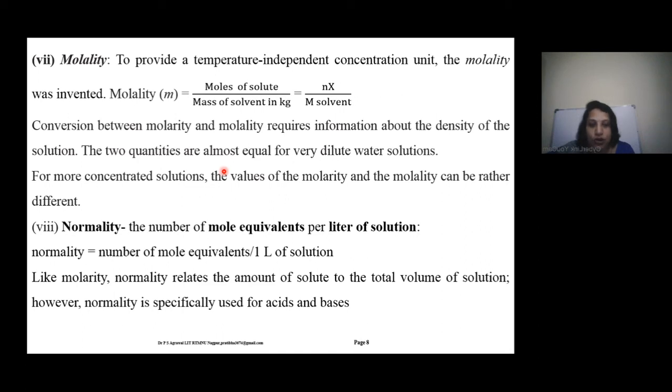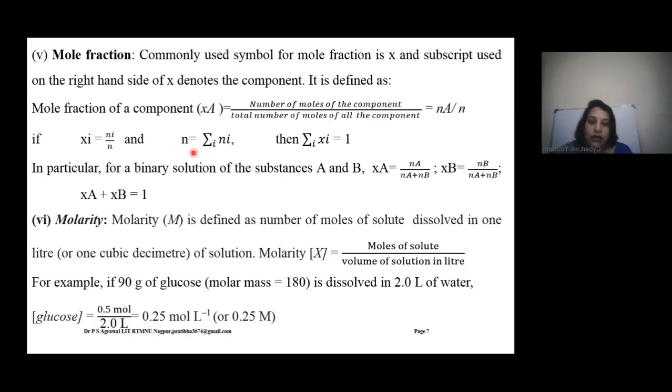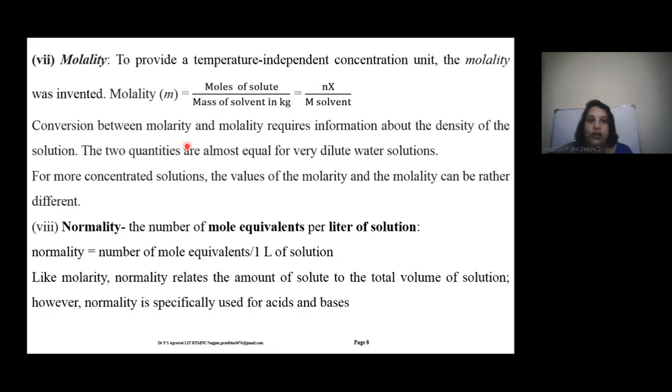And if you want to convert molarity and molality, we need to know the density of the solution. Then we can convert it. The two quantities, this molarity and this molality, will be equal for very dilute solutions. For concentrated solutions, the values will be different.